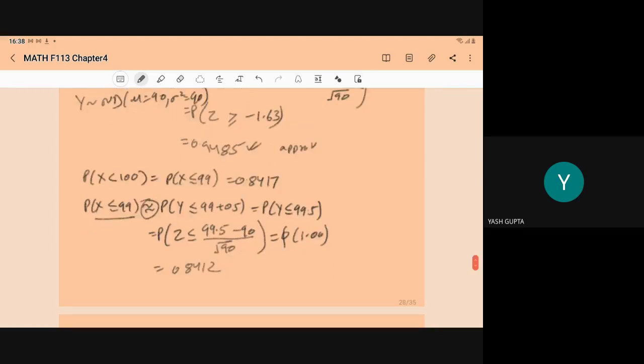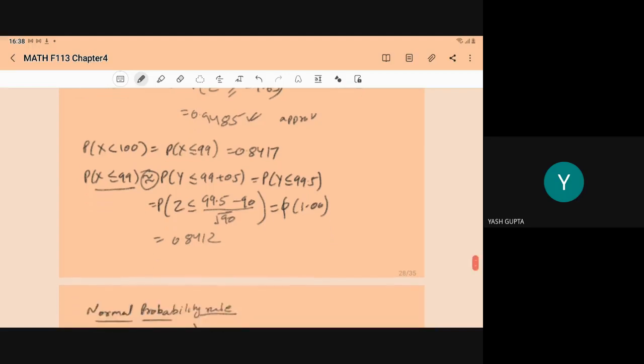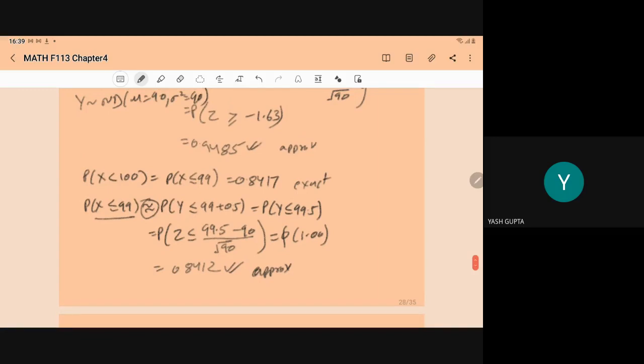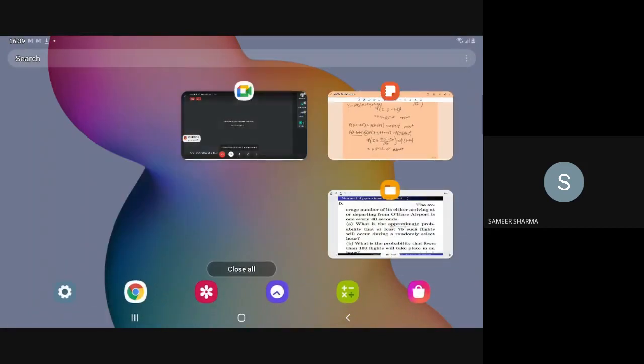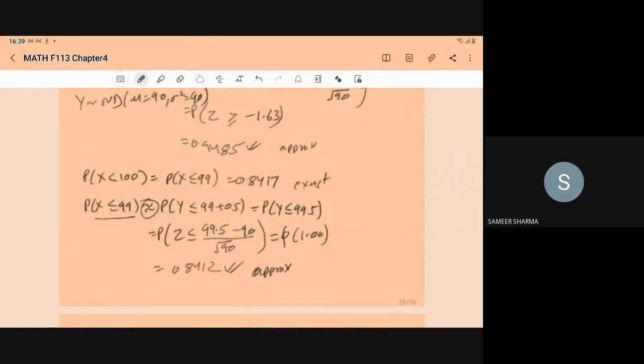Now you make it a standard one. So probability Z less than or equal to (99.5 minus mu) upon sigma. So (99.5 minus 90) upon root of 90, that is phi of 1. Table value will be 0.8412. So you can see it is the approximate probability and it is the exact probability. In this way we can approximate the Poisson variate.